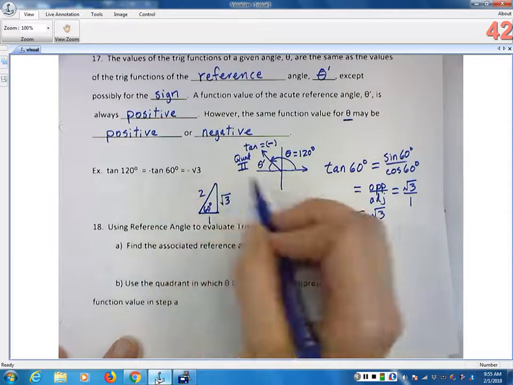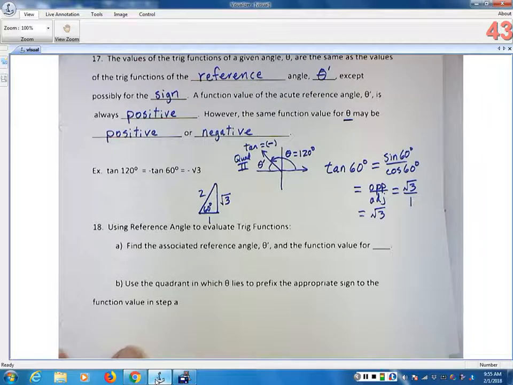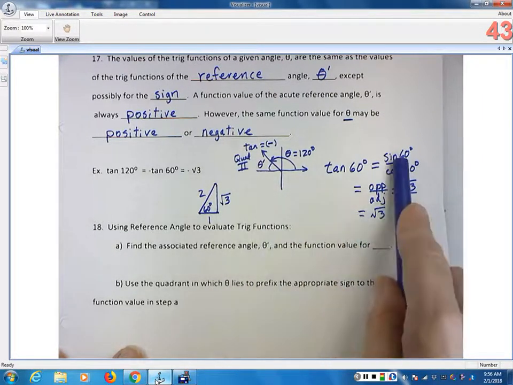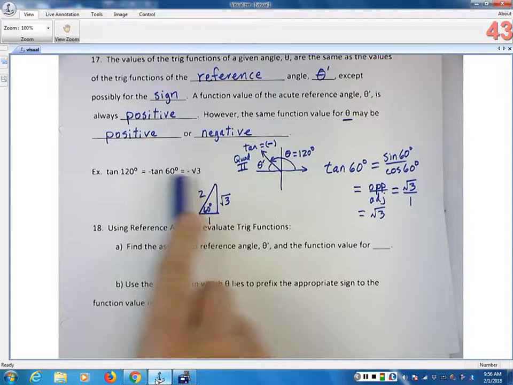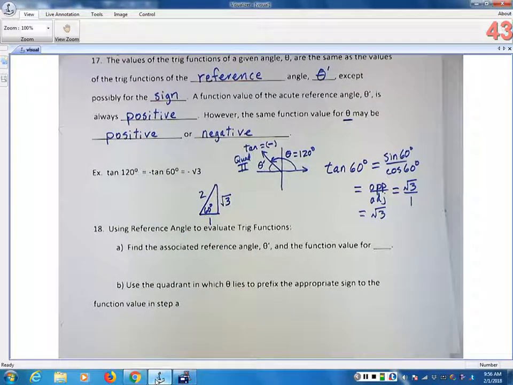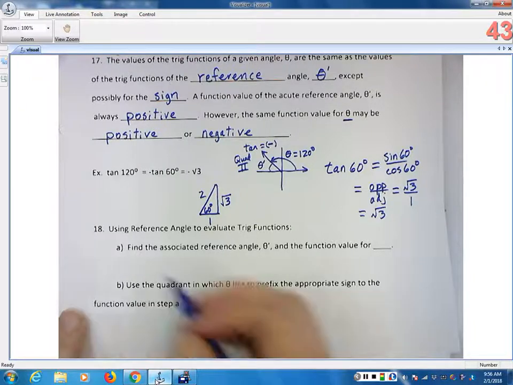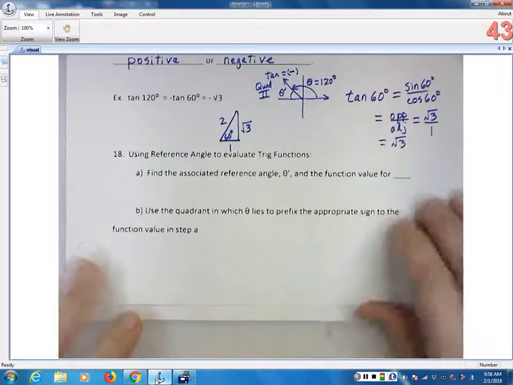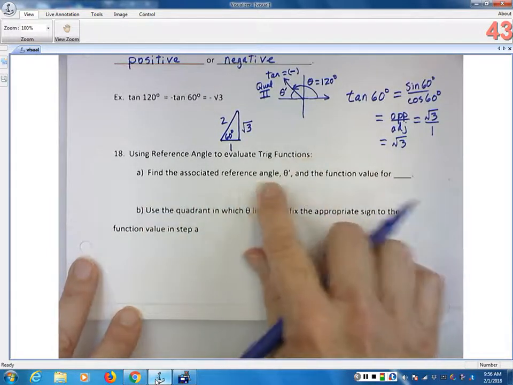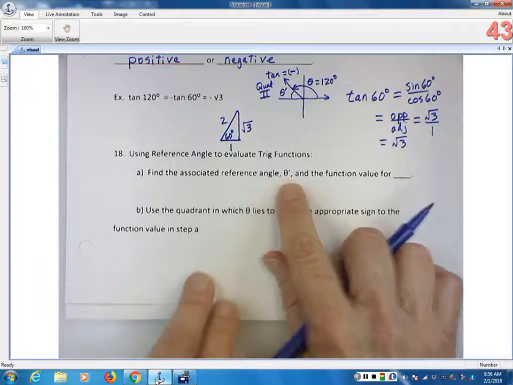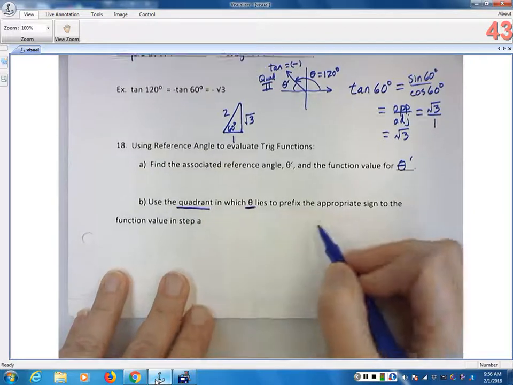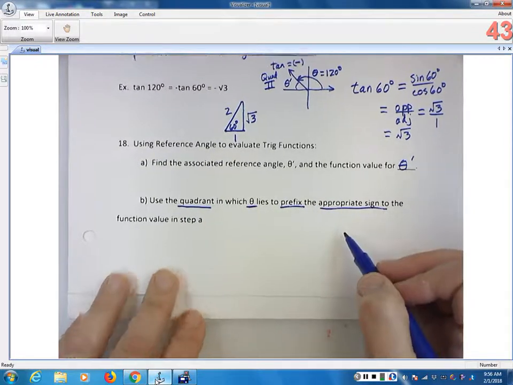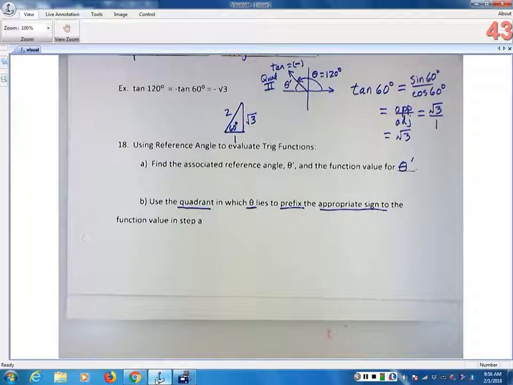And since tangent is negative in the second quadrant, because sine is positive there but cosine is negative, you have to add a negative sign to it. So it depends on the quadrant it's in. So here are our steps. We're going to use reference angles to evaluate trig functions. We find the associated reference angle and the function value for theta prime. Then we use the quadrant in which theta lies to prefix the appropriate sign. So you're going to look at the quadrant.